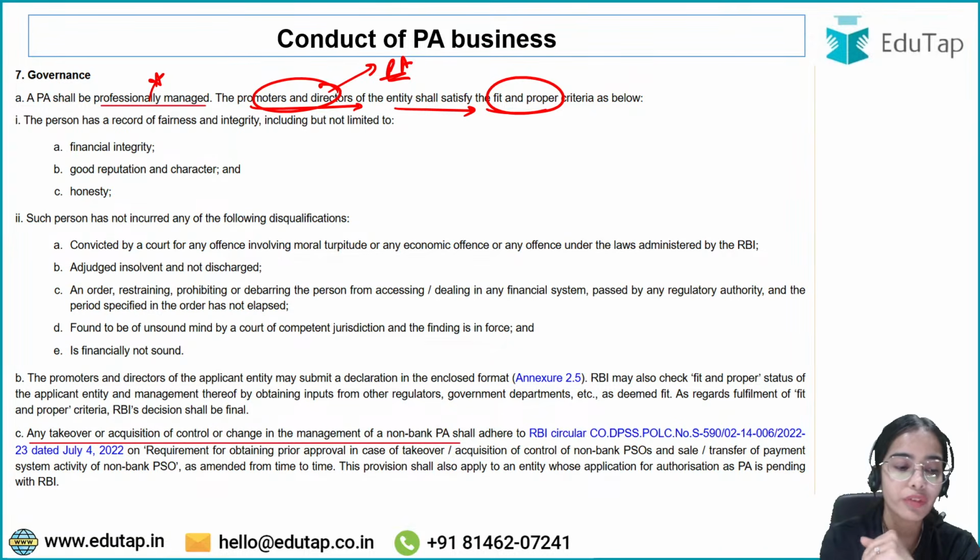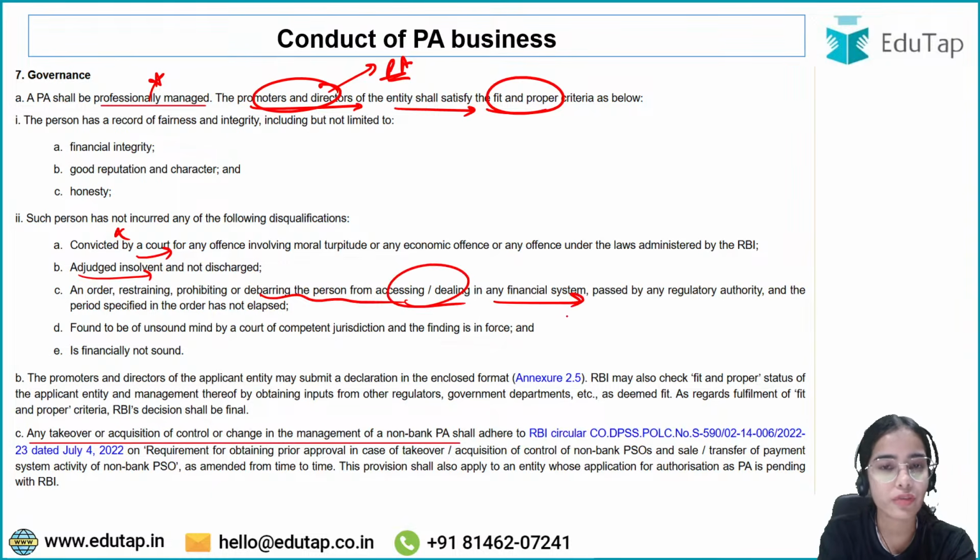They should not be convicted by a court. They should not be under an insolvency process and such. They should not have any order restraining, prohibiting or debarring the person from accessing or dealing in any financial system. They should not be of unsound mind. They should be financially sound. So these are the criteria basically.